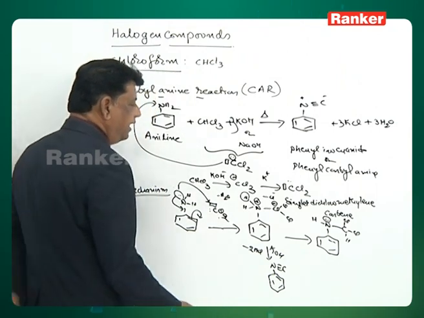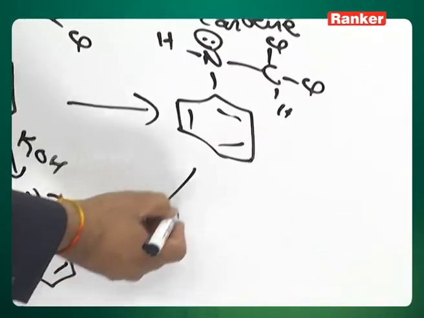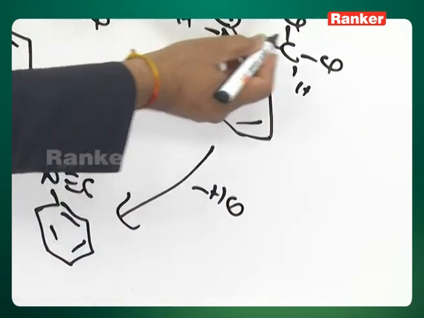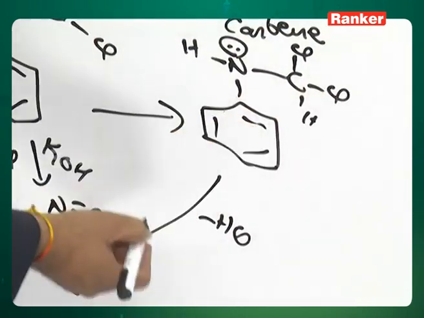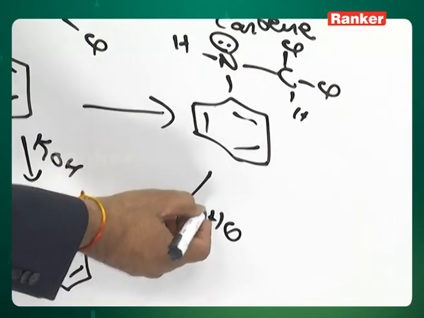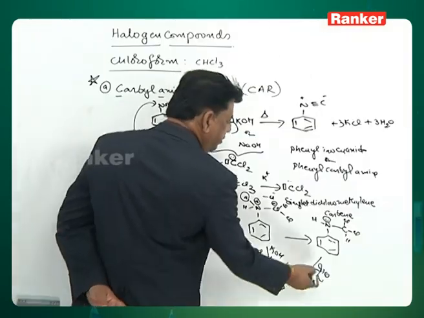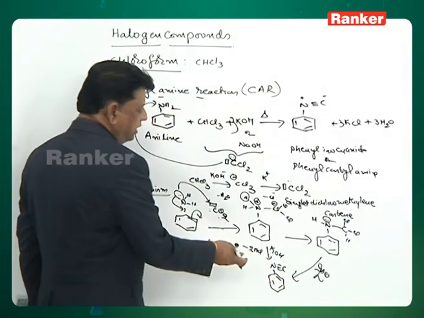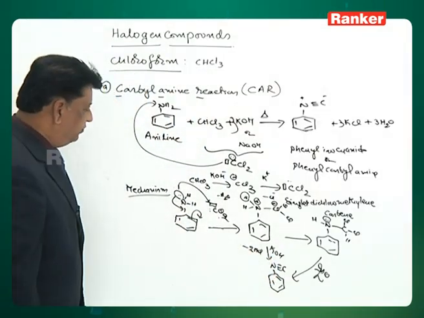Now from this again you get one HCl removal, H and Cl. One HCl is beta elimination followed by alpha elimination. Again 2 moles of HCl will be removed to get back the same type of compound. That is also another method of explanation.